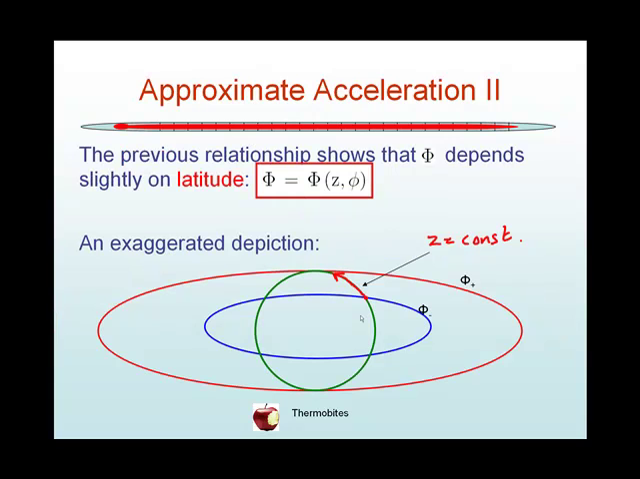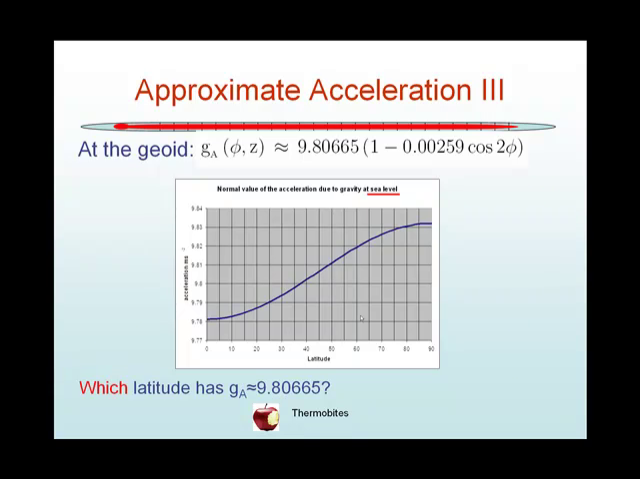The previous relationship shows us, as I've said, that the geopotential is a slight function of latitude, and that's shown schematically in a rather exaggerated depiction. So imagine moving along a z equals constant surface. As you move from low latitudes to high latitudes, you encounter larger and larger values of the geopotential. At the geoid, z equals 0, and so Ga of phi and z is just a function of latitude. So you can see that gravity is a minimum at the equator and a maximum at the poles.